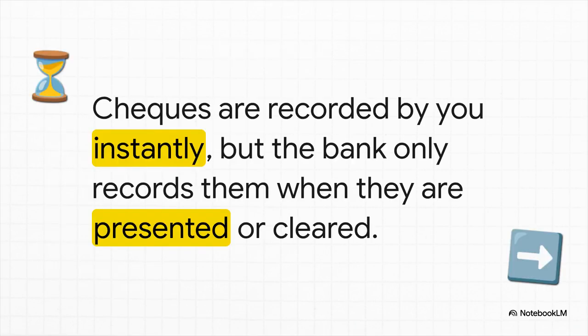Let's break them down. The first, and honestly the most common, reason is just bad timing. It's a timing difference. Think about it. When you write a check, you subtract it from your cash book right away, don't you? But the money doesn't actually vanish from your bank account until that person takes the check to the bank and it gets processed. Same thing when you deposit a check. You record it instantly, but it takes the bank a couple of days to actually collect the money. It's just a simple delay.